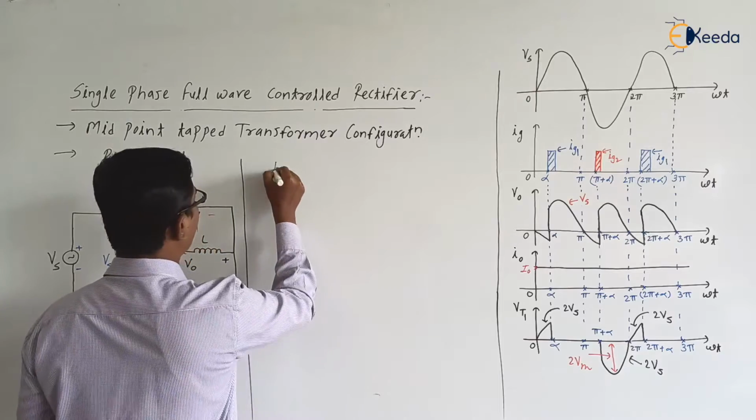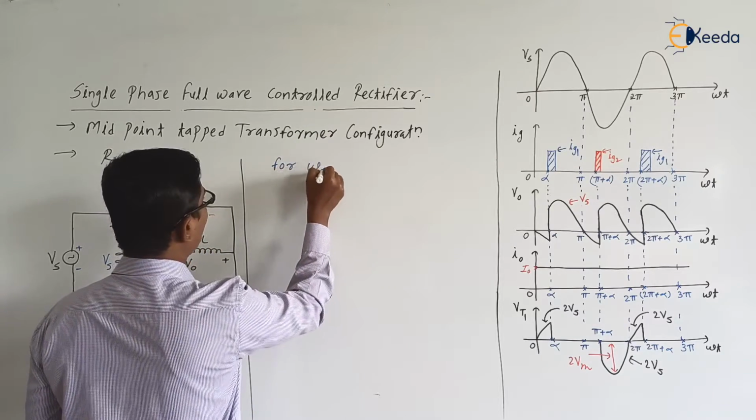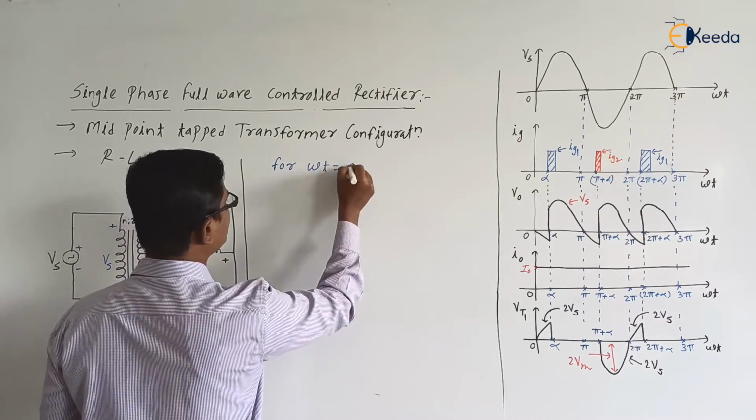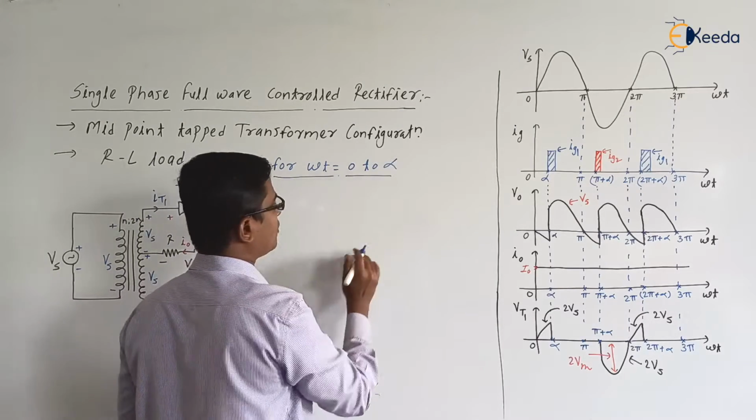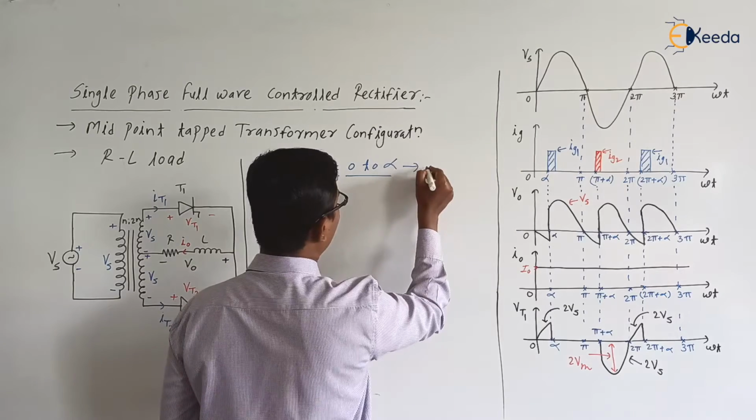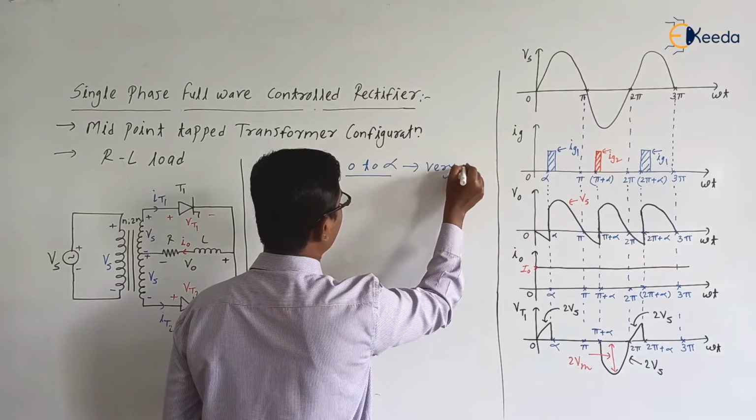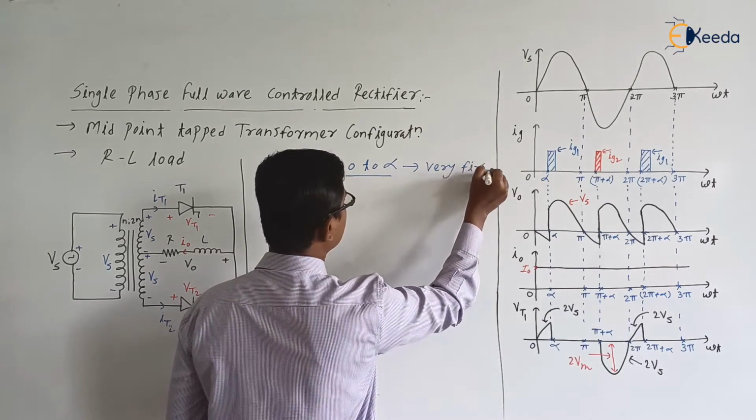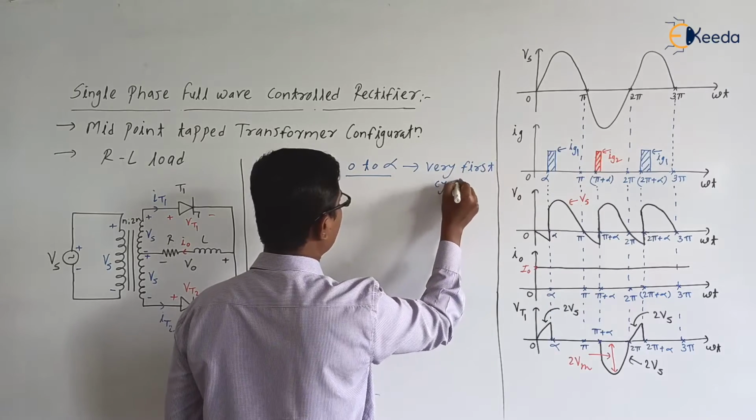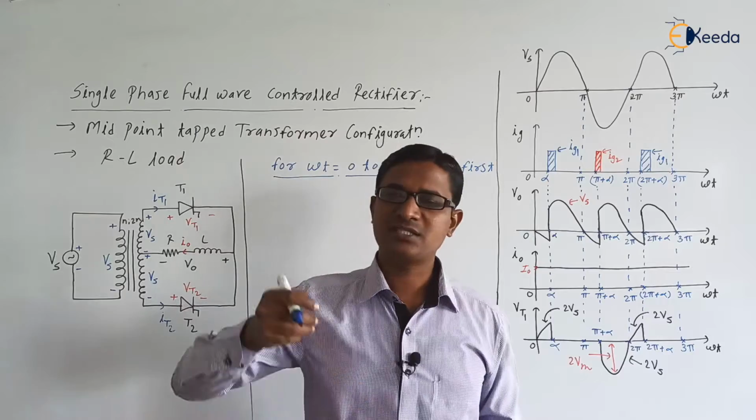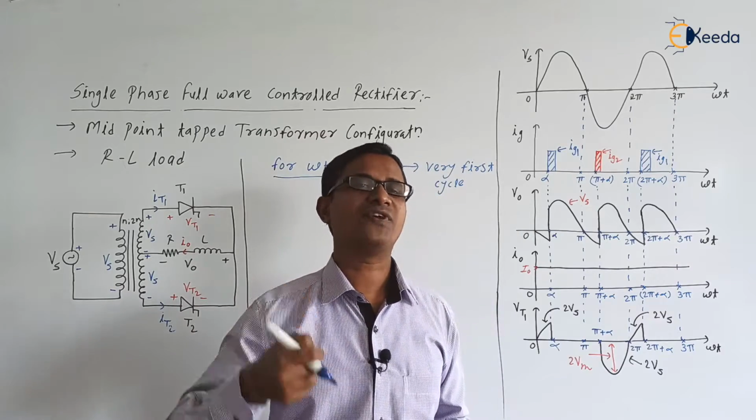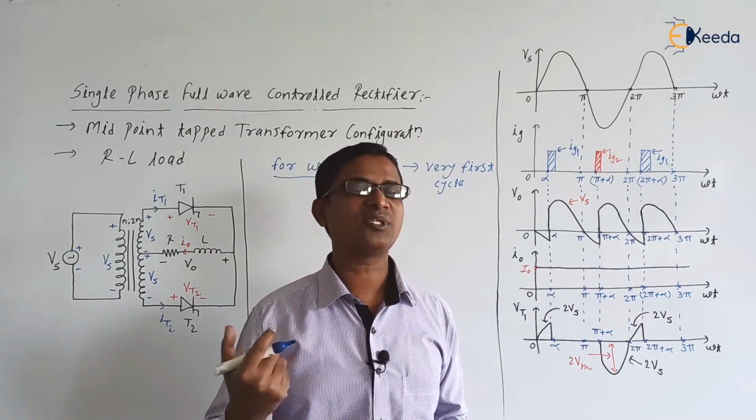Suppose for omega t is equal to 0 to alpha, right? For omega t is equal to 0 to alpha, let us first discuss the very first cycle. Try to understand the meaning of very first cycle. Very first cycle means the cycle which occurs first after the supply voltage is applied or turned on.